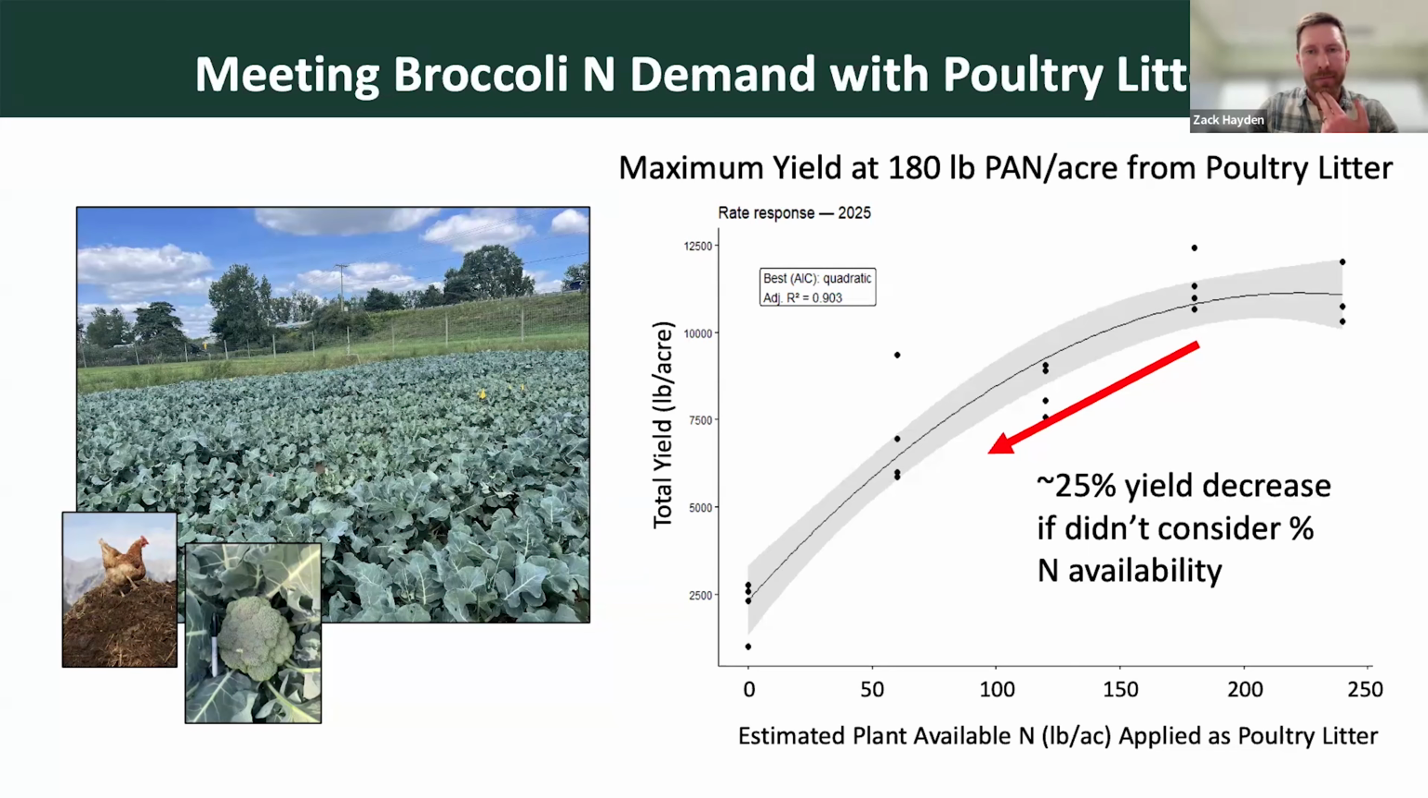Now, maximum yield is not everything, obviously, and there's a lot of other considerations involved as well, right? Whether you're meeting your market and also keeping economics in mind. So this is the equivalent: that 180 pounds of plant available nitrogen required 9 tons of poultry litter. That can be expensive, and there's also some environmental challenges with that as well, right?